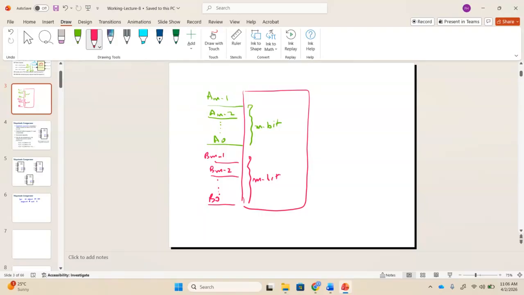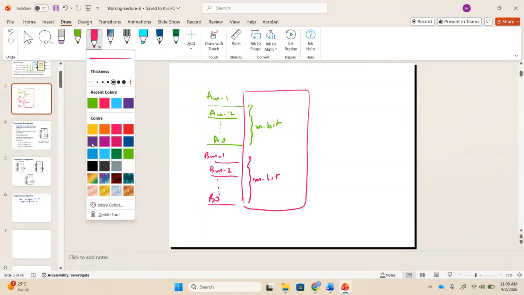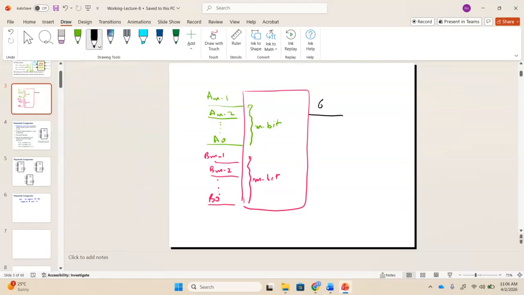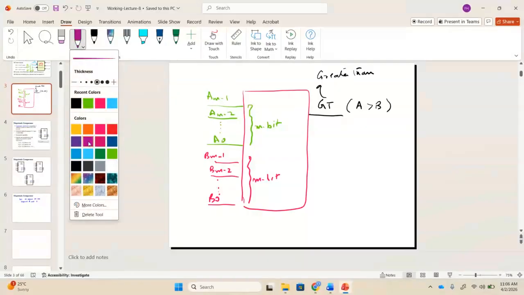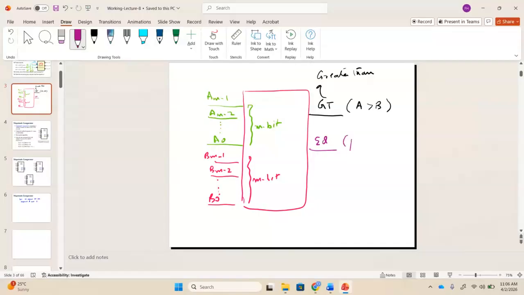It has three outputs. The first output we call GT. What is GT? GT stands for greater than, and greater than means A is greater than B. Another output is equal, which is true if A is equal to B. The other output is LT. LT stands for less than, if A is smaller than B. So these are the three outputs.